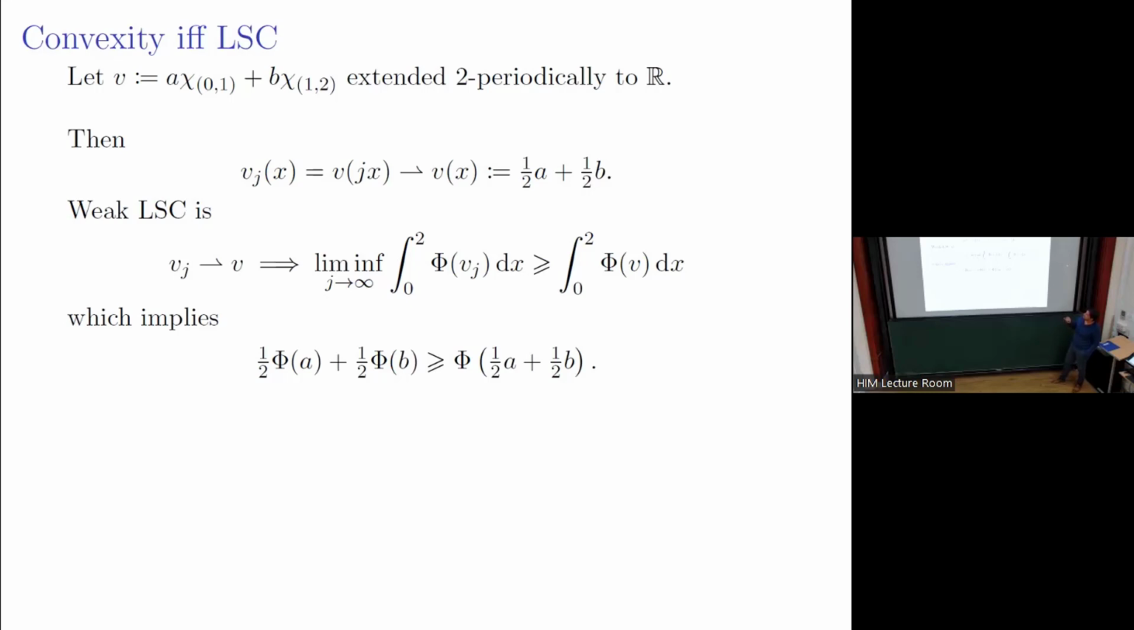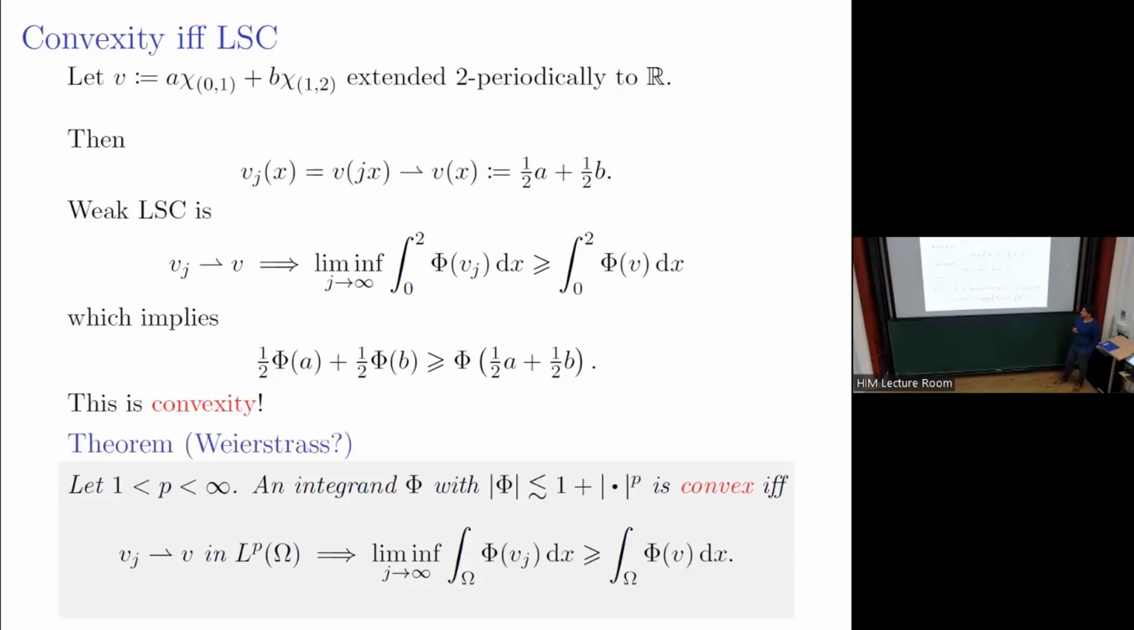Let's take a sequence which oscillates between two values, and let's see what it does for lower semi-continuity. You plug it in. If I let Vj oscillate periodically between A and B with volume fraction a half, the integral will respect the volume fraction. It will evaluate as phi of A, phi of B. On the right, the limit converges to the average, so I will get phi of half A plus half B. And of course, this is convexity. We also know that in general, if we want the quantity to be lower semi-continuous with respect to all Lp sequences, this would be a convex function.